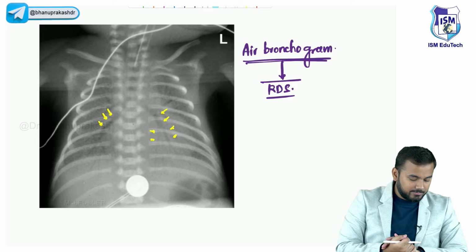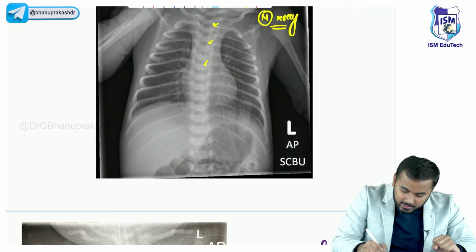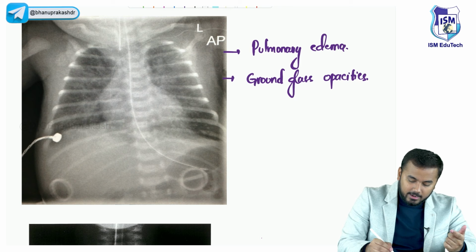Yes, Saini, you're perfectly right. There is also a Ryle's tube that is inserted. Whatever tube is there, look, the thin white color line in the stomach, this is the NG tube, nasogastric tube or Ryle's tube. Very good finding, Saini.